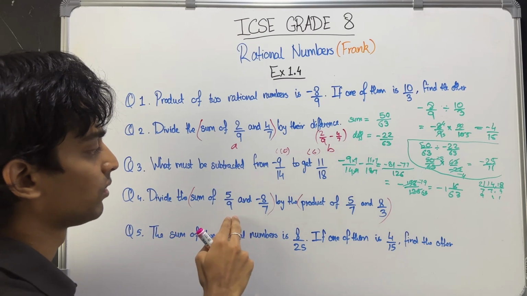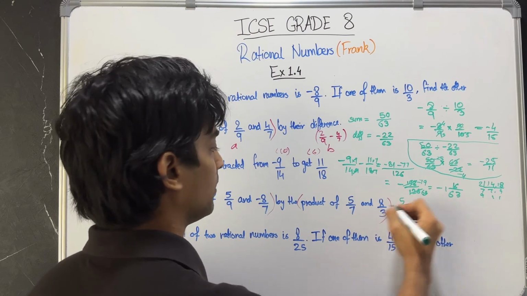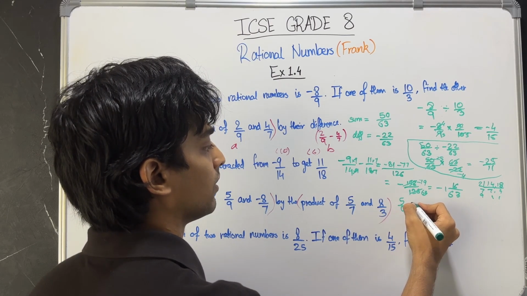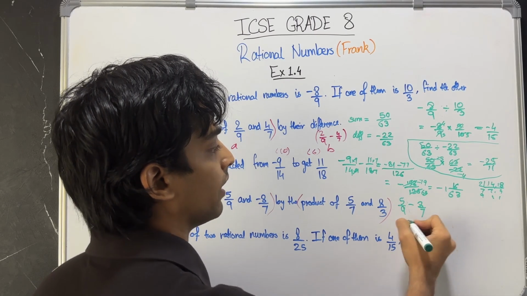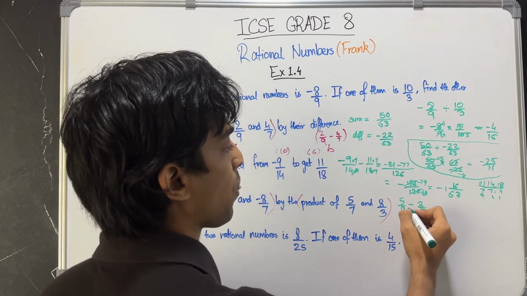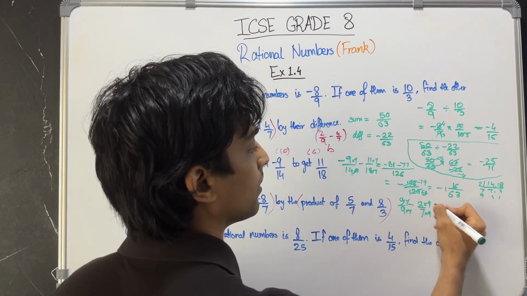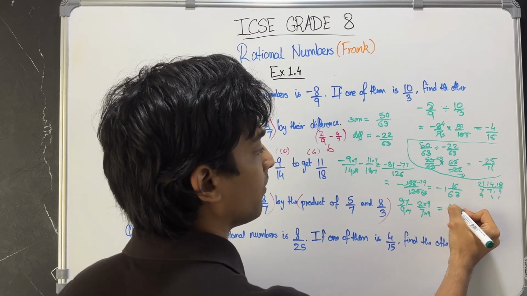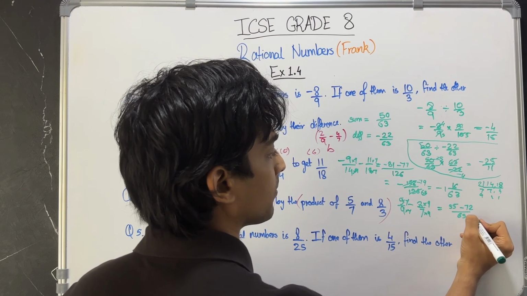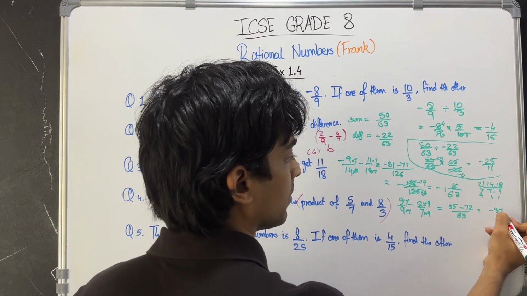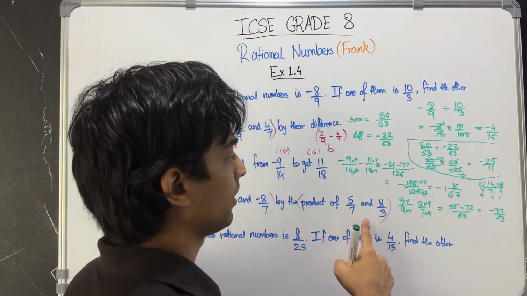So first we have to add these two. What will we get? Let's add them. 5 by 9 plus minus 8 by 7. Again, this will be 63. So into 7, into 7, into 9, into 9. So we will get 35 minus 72 upon 63, which is minus 37 upon 63. The product of this will be 40 upon 21.